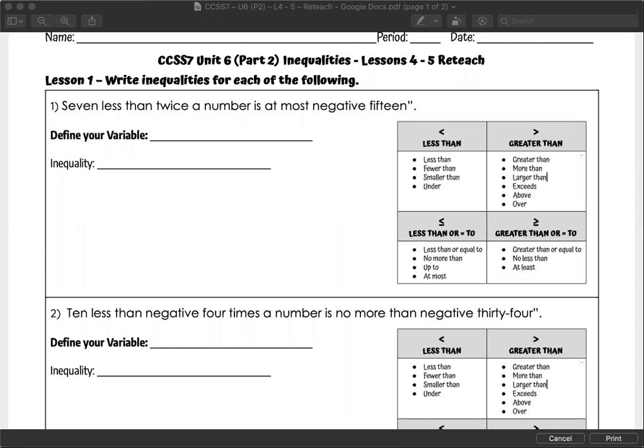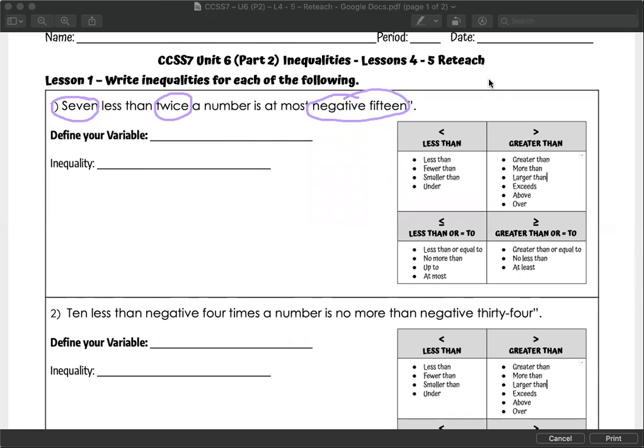All right, for this reteach, we are going to take a look at writing inequalities and solving them. So number one, we've got 7 less than twice a number is at most negative 15. First thing that I do is I'm circling my numbers. We've got 7, we've got twice a number, and negative 15.